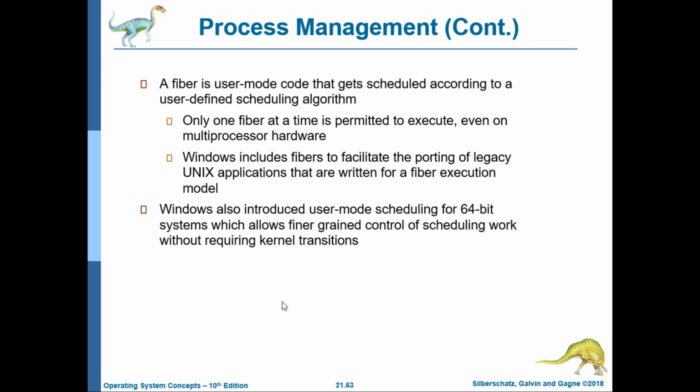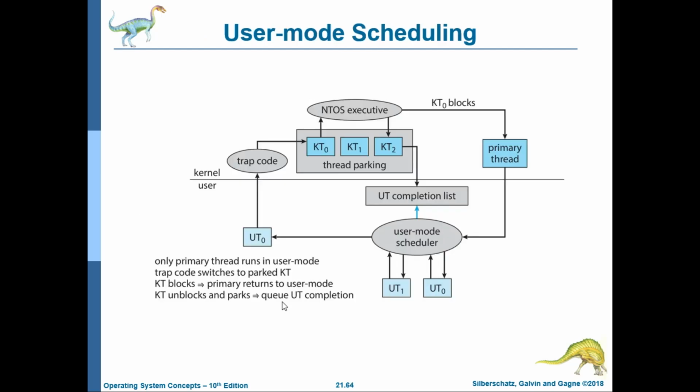Next, we have a fiber, which is user mode code that gets scheduled according to a user-defined scheduling algorithm. Only one fiber at a time is permitted to execute, even on multiprocessor hardware. Windows includes fibers to facilitate the porting of legacy Unix applications that are written for a fiber execution model. Windows also introduced user mode scheduling for 64-bit systems, which allows finer grain control of scheduling work without requiring kernel transitions. So we have an illustration here of user mode scheduling.